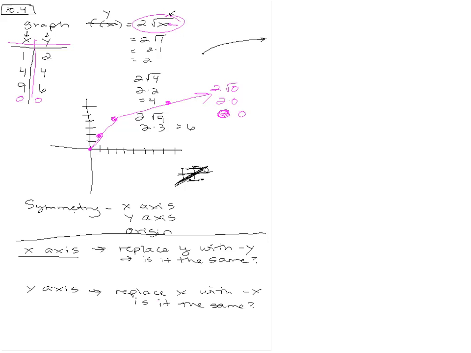Okay? And if it is, then it's symmetric to the y-axis. And the origin, it has to be both x and y symmetric. Okay? So, with that said, let's look at y equals x squared plus 4.